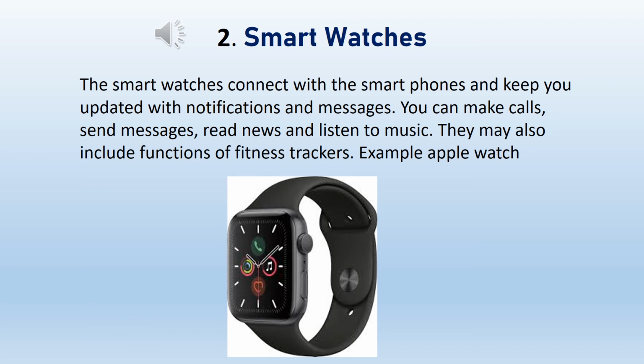Smartwatches. Smartwatches connect with the smartphone and keep you updated with notifications and messages. You can make calls, send messages, read news, and listen to music. They may also include functions of fitness trackers. Example, Apple Watch. By using smartwatches, children, you can use this smartwatch like your smartphone. The smartwatch is connected with your smartphone, so you can get notifications and messages, make calls, send messages, read news, and listen to music. And in some smartwatches, you can find the features of fitness trackers.